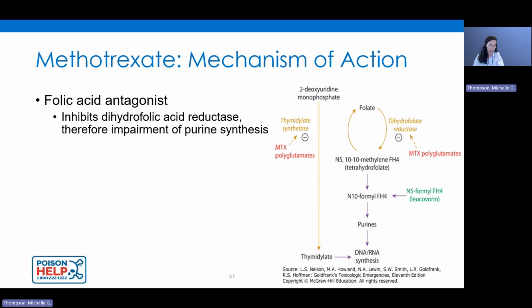Methotrexate, again, works as an antifolate or a folic acid antagonist. So if we see folate here, it ultimately inhibits dihydrofolate reductase, which takes folate to its activated form as tetrahydrofolate. By inhibiting this enzyme, we do not have activation of folate. Subsequently, it cannot be used to make purines, which are the essential components of RNA and DNA synthesis.